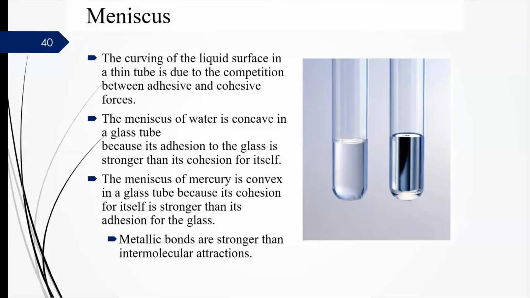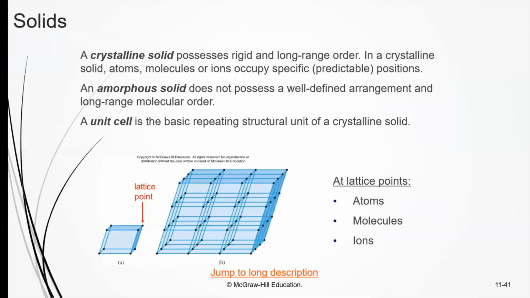The last part of what we're going to talk about is our solids. Now our solids, there's two parts that we can have. We can have what we call a crystalline solid, or we can have an amorphous one. Now a crystalline one means that they have a rigid long-range structure. It means that it repeats over and over again. It gives it a very predictable position. Amorphous means that it doesn't have any specific arrangement in this long-range molecular setup.